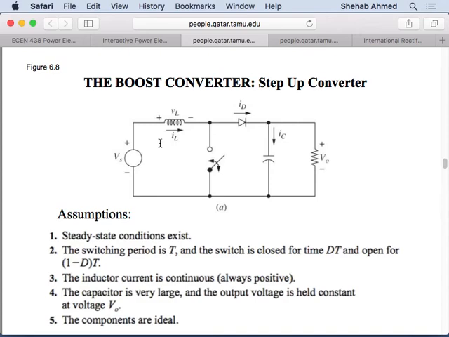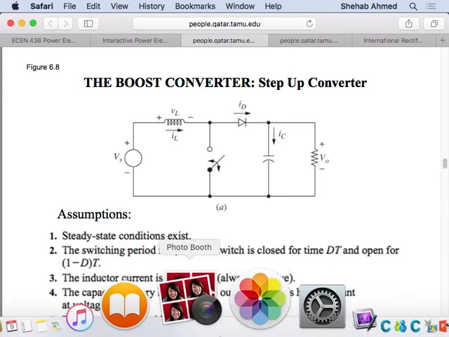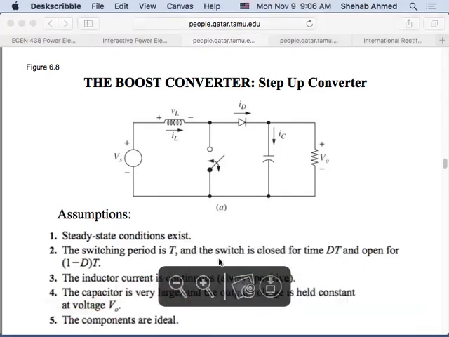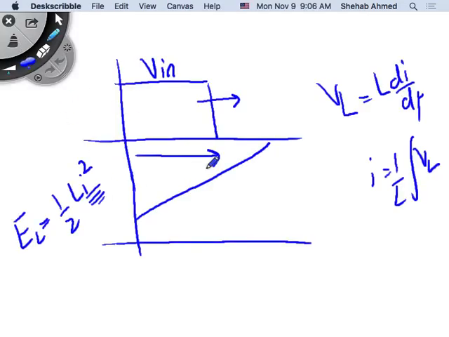What happens to inductor current? Let's do this. What happens to the inductor current average value when I increase the duty ratio? We said this is what's happening to the inductor current. If I increase my duty ratio, inductor current will keep increasing, right?